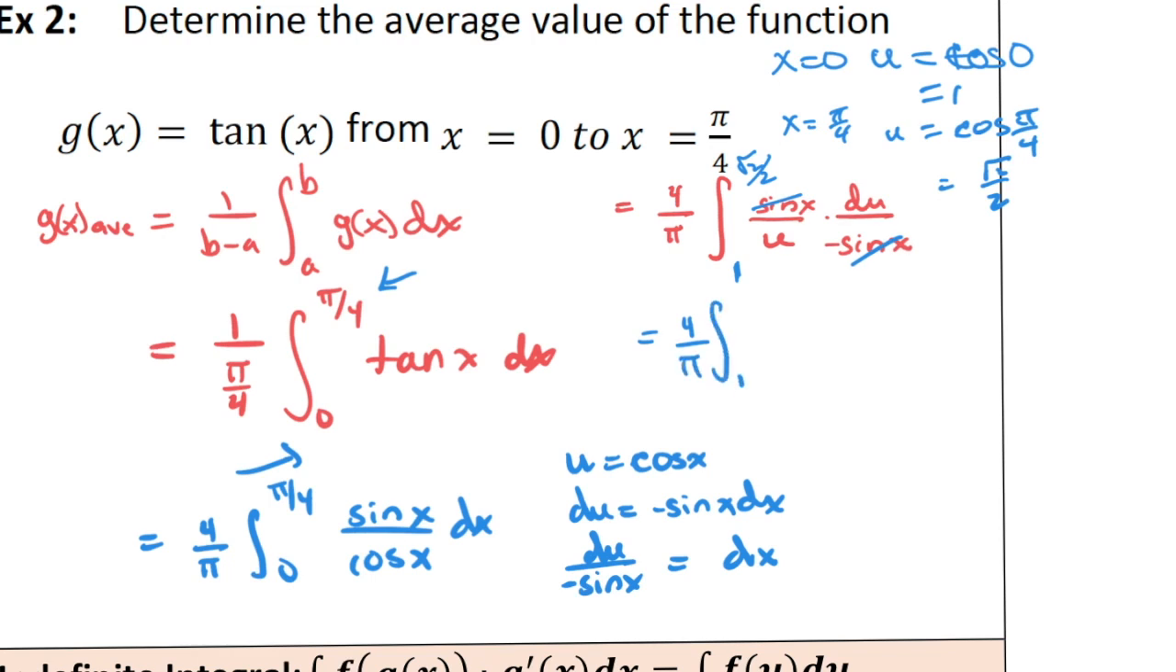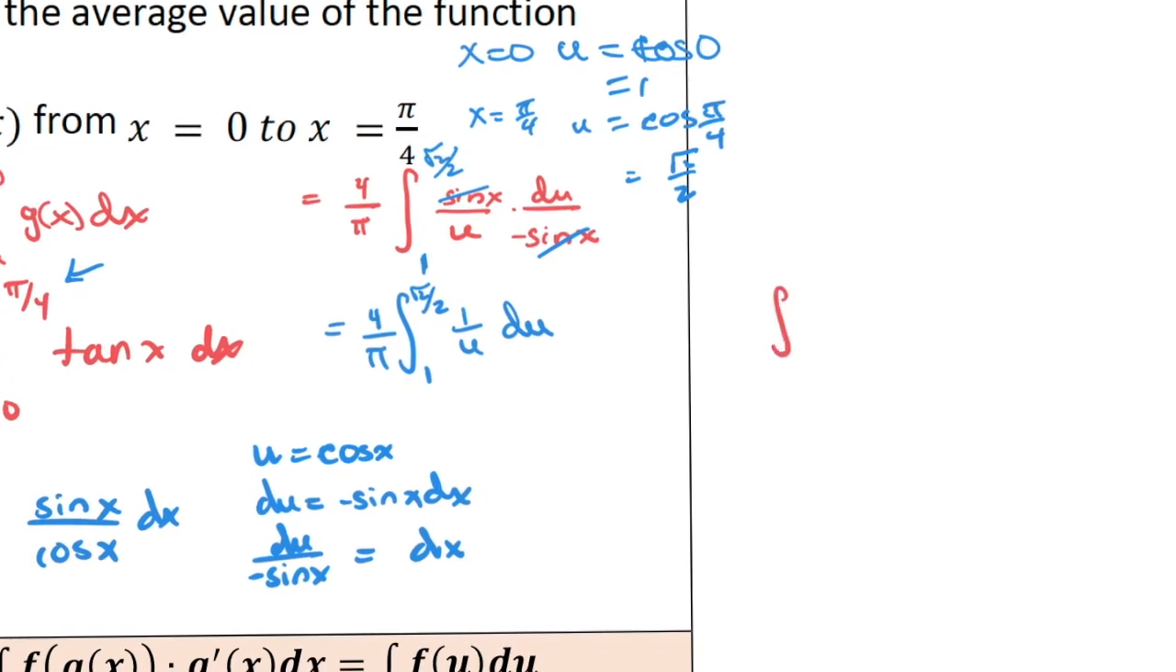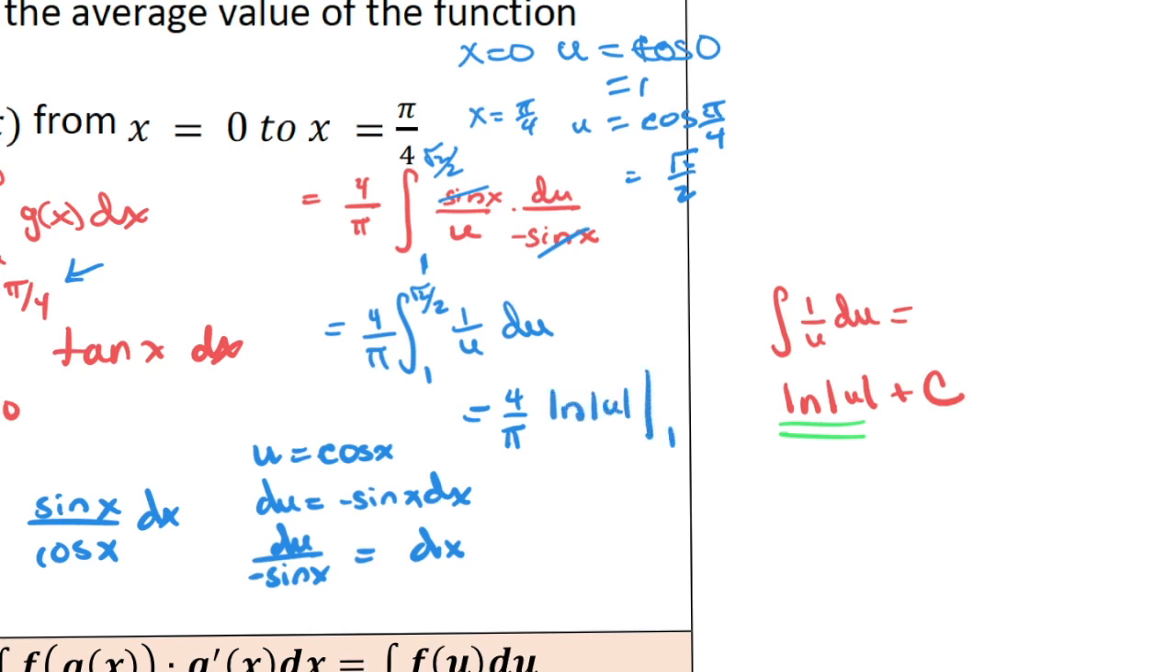So we're integrating from 1 to root 2 over 2, 1 over u du. I don't know if you recall, so I'm going to remind you: the integral of 1 over u du is equal to the natural log of the absolute value of u, plus c. Remember when you took the derivatives of the natural log? Well, now they're coming back with antiderivatives. So continuing with our original problem, we now have 4 over pi natural log of the absolute value of u, evaluated from 1 to root 2 over 2.